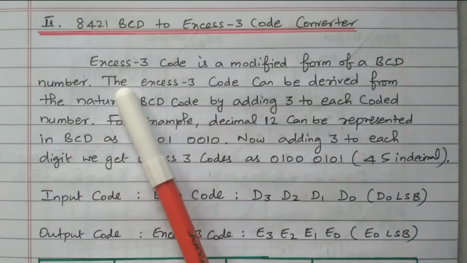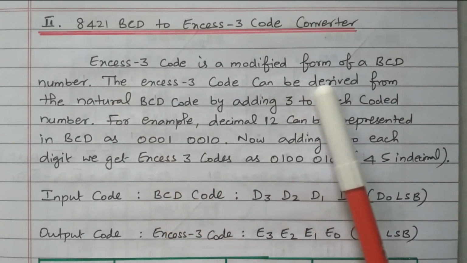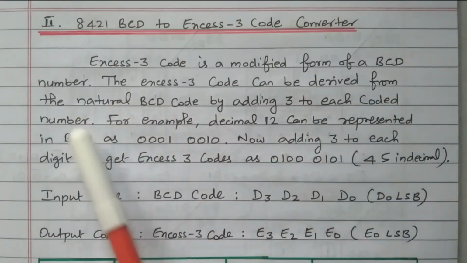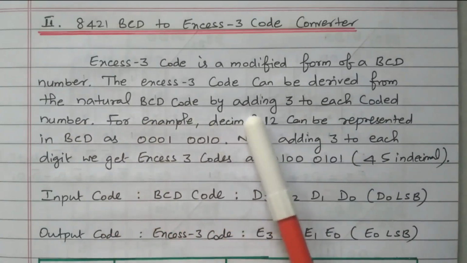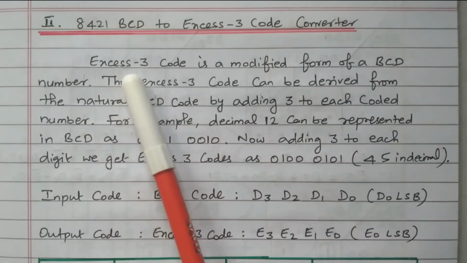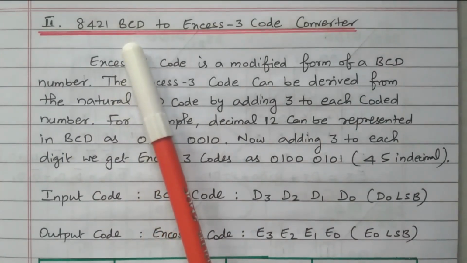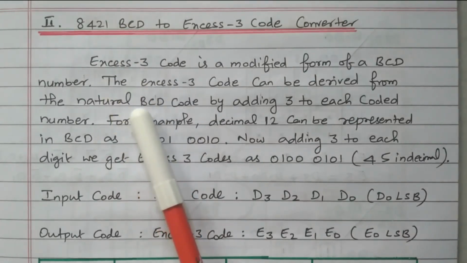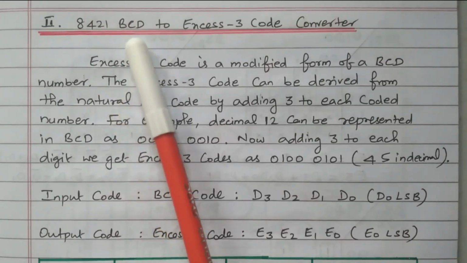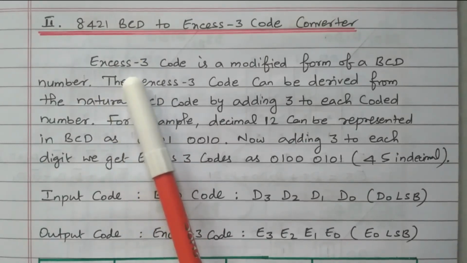First we will see what is meant by XS3 code. XS3 code is a modified form of a BCD number. The XS3 code can be derived from the natural BCD code by adding 3 to each coded number. So XS3 means very simple: with the BCD, we need to add 3. By adding 3 to BCD, we get the XS3 code. This code is used for transmitting data representation for other purposes. That's why we add 3 to BCD to get the XS3 code.